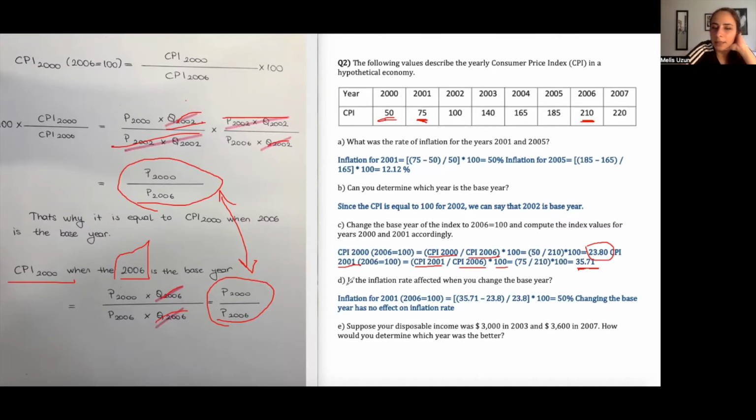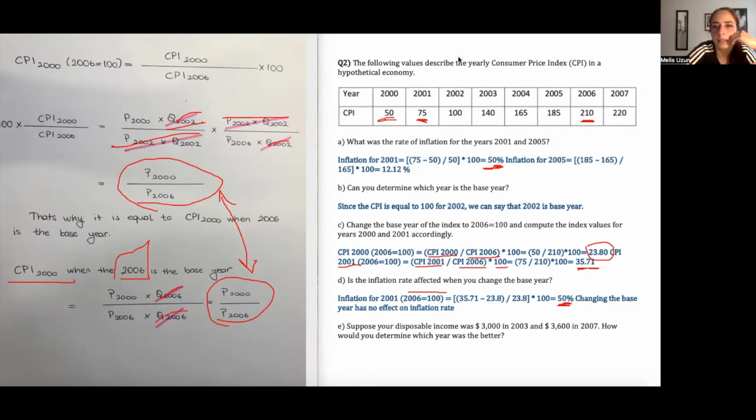And the D part asks us, is the inflation rate affected when you change the base year? So let's calculate inflation for 2001 again when the base year is 2006. So we subtract 2000 CPI out of 2001 CPI and divide it by 2000 CPI and multiply it with 100. So again, it is 50%. It was 50% when we used 2002 as base year, so there is no change. So we understand that changing the base year has no effect on the inflation rate.